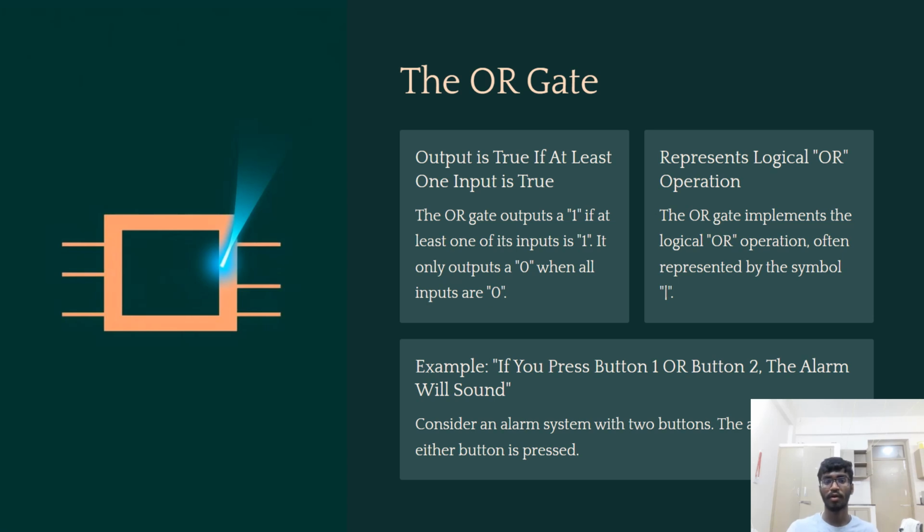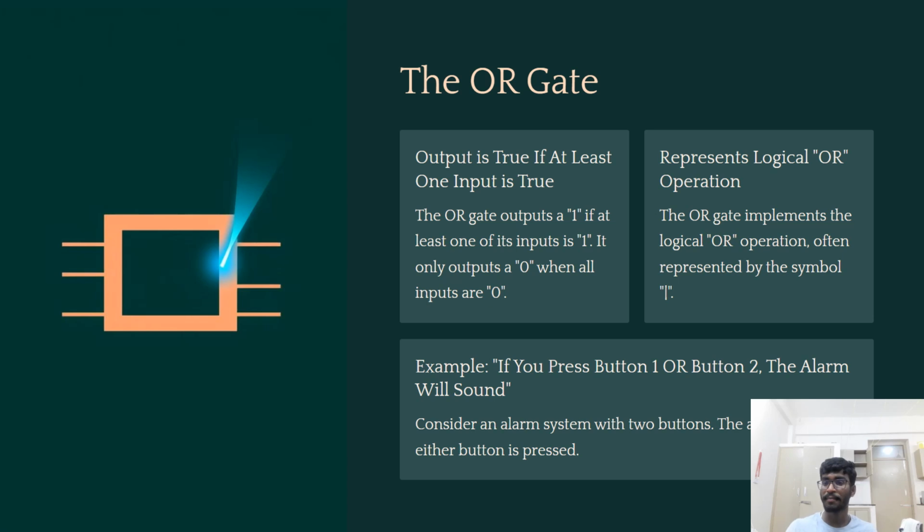Now we go with the OR gate. First, the output is true if at least one input is true. The OR gate outputs 1 if at least one of its inputs is 1. It outputs a 0 when all inputs are 0.